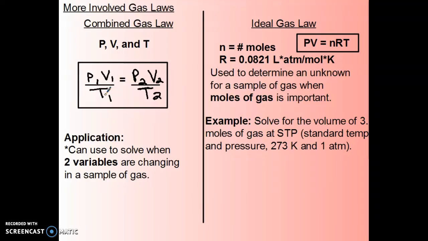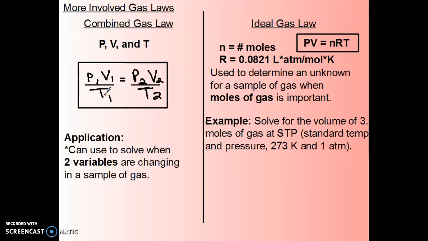So then with the ideal gas law, this gas law deals with the number of moles involved, and we can predict what volume a gas would have based on how many moles there are and the temperature and the pressure, using a constant called the gas law constant. And this constant is represented with the letter R. And R is a number, it's a constant, so it's never going to change.